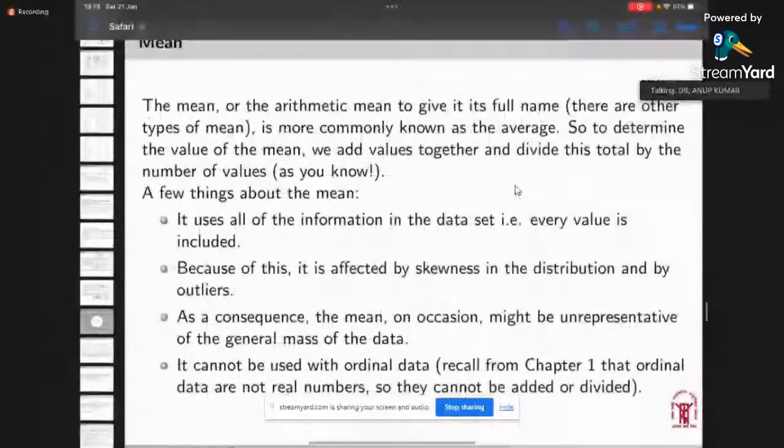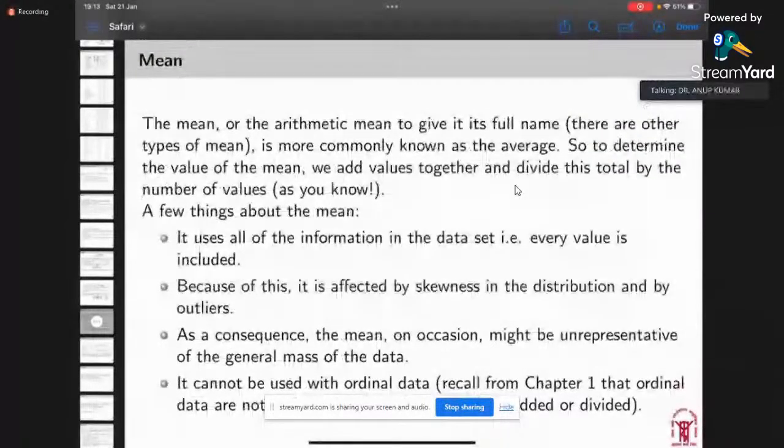Now one more very important numerical descriptive statistic is the mean. You all know the formula of the mean: you sum all the observations and divide by the number of observations. Since class 8th or 9th, this formula has been given to you. But the important thing is when you should use mean and when you should not use mean.